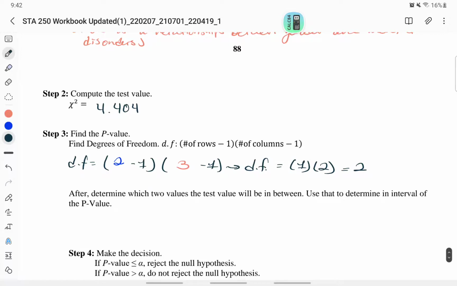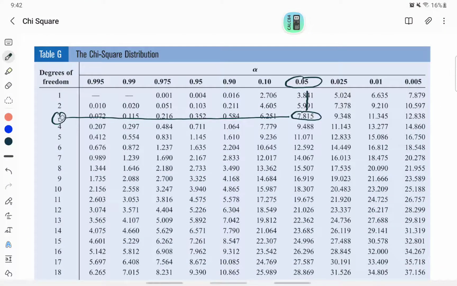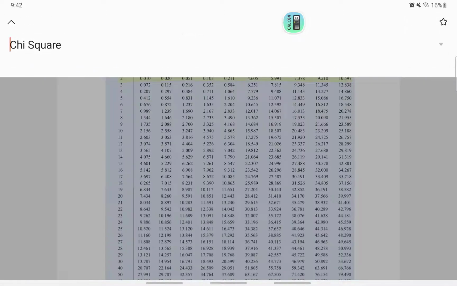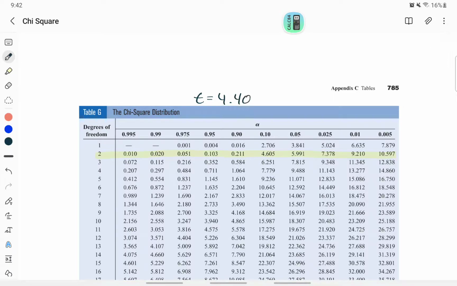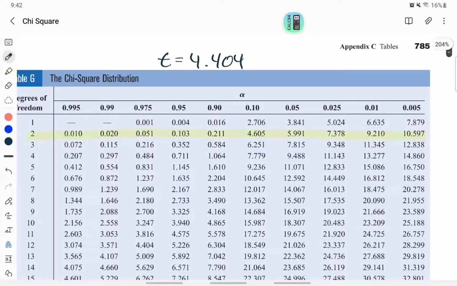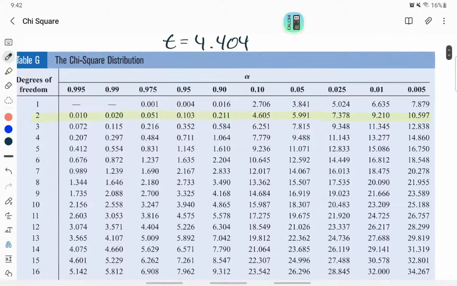After we find the degrees of freedom, determine which two values the test value will be in between. Use that to determine the interval of the p-value. This is a chi-square test. Degrees of freedom is going to be 2. Our test value is 4.404. So we're going to zoom in and find two values that 4.404 will be in between.